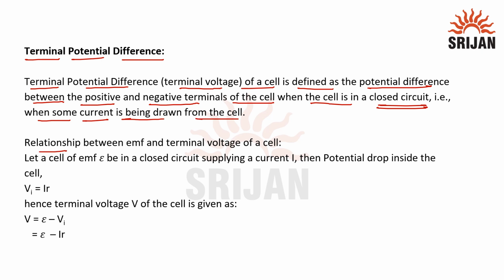Here we have the relationship between EMF and terminal voltage of a cell. Let a cell of EMF epsilon be in a closed circuit supplying a current I, then the potential drop inside the cell, Vi, is equal to I into R. Hence, the terminal voltage V of the cell is given as V is equal to epsilon, that is EMF, minus Vi, which is equal to IR. So let's replace this Vi by IR. So we get V is equal to epsilon minus IR.